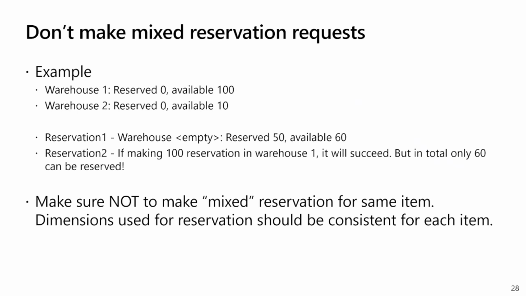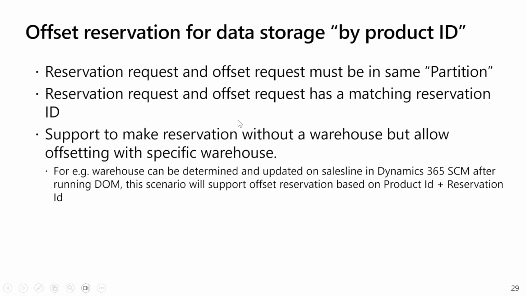So we should always keep in mind that when we do the implementation, we should never make mixed reservations for the same item. The inventory dimensions used for soft reservation should be consistent for each item in the system in the same company. Another topic of best practice advice is the consideration of making offsets for the data storage rule by product ID inside of Dynamics 365 Supply Chain Management.